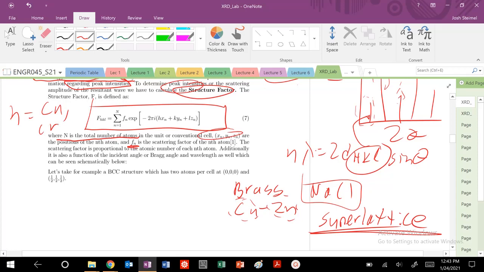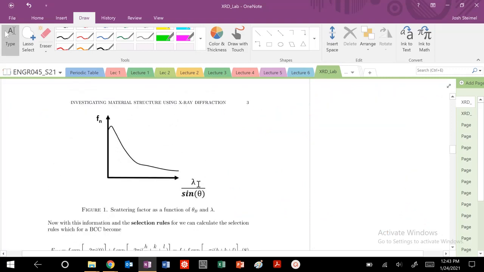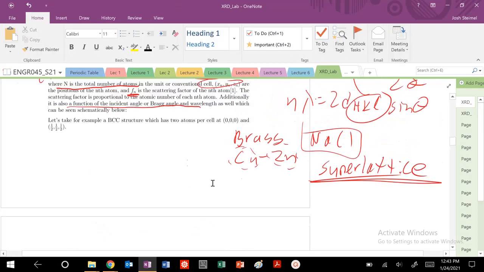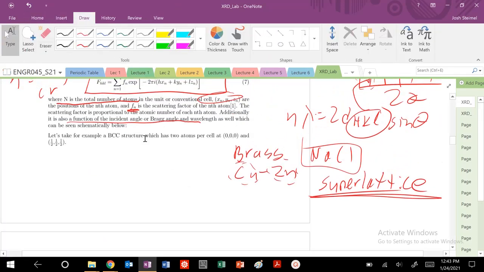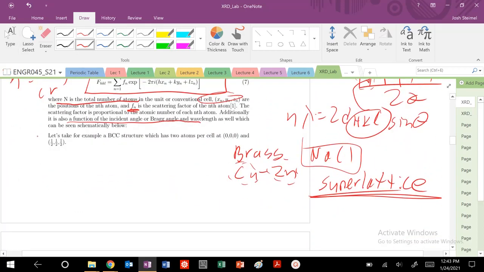Again, it's going to be a function of this Bragg angle as well. So the structure factor, that little f, also varies as a function of that Bragg angle. But anyways, that's a little bit beyond the scope of this class. But let's go back and figure out what the structure factor tells us, and what intensities we should see as a function of these HKL indices for a BCC structure.